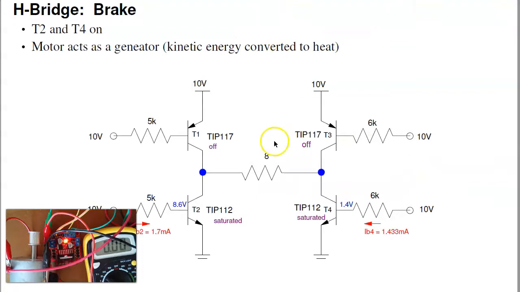There's 2 other modes. If I want to do active braking, that's where I short the leads of a motor. If I do that, the motor becomes a generator. It converts the kinetic energy into electrical energy that gets burned up in the armature as I squared R losses.